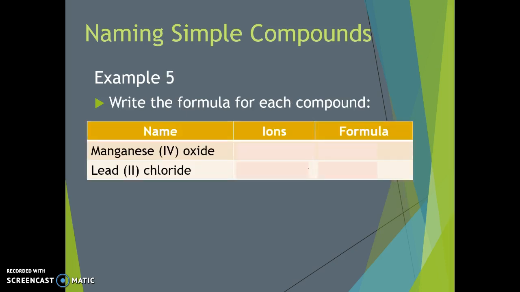Now writing the formula will be exactly the same, but we're going to use the Roman numeral to tell us the charge. For manganese 4 oxide, manganese is +4 and oxygen is always -2. We will need 2 oxygens to balance the manganese, and the formula is MnO2. For lead 2 chloride, the lead has a +2 charge. Chlorine is always -1. So again, we will need 2 chlorines to balance the lead.